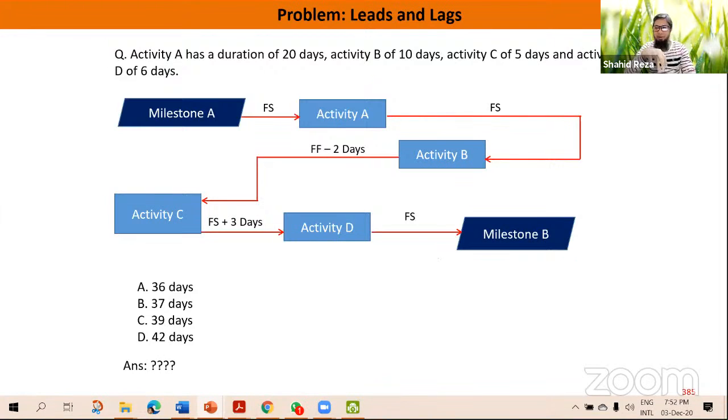So I am not solving the problem right now. This will be a home task for you. Try to find out the answer. There are 4 options here, and one answer is correct. So try to find out the right answer, and in the next class we will solve this.